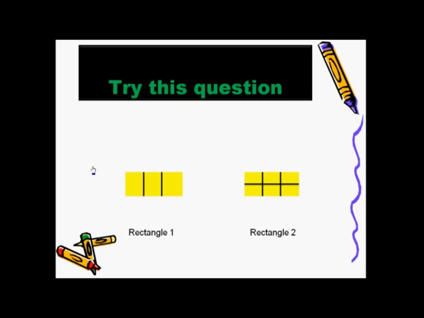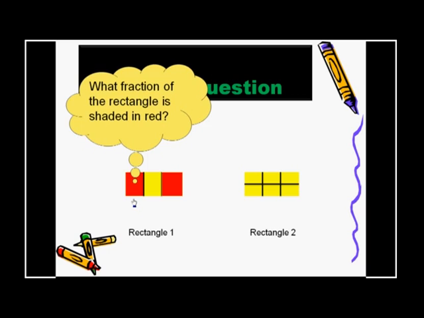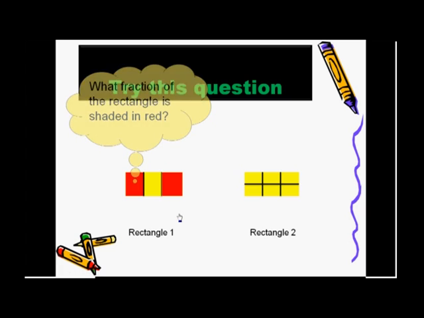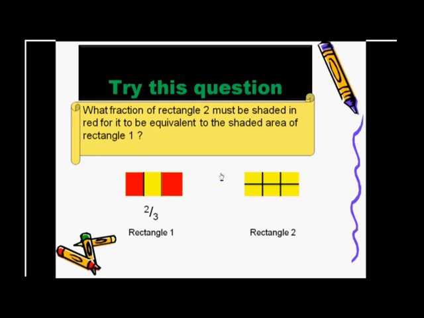Notice what I did. Let's try it again. Pay attention. Very good. Now here's a question. What fraction of the rectangle is shaded in red? Did you say 2/3? Very good. Now, let's go for the real thing.